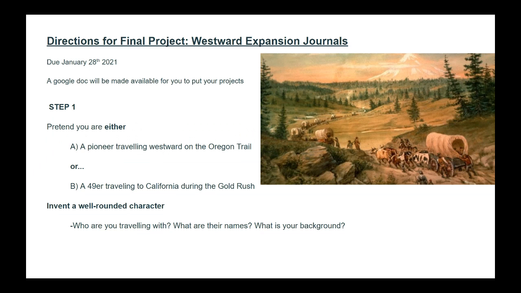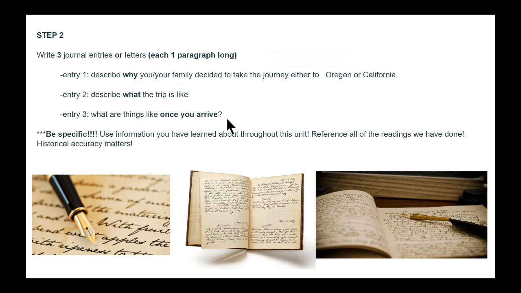These next slides will show two different assessments that I created in which students would use creative writing to demonstrate their content knowledge. The first of these was the Westward Expansion Journal project, in which I asked the students to pretend that they were either a pioneer traveling westward on the Oregon Trail or a 49er traveling to California during the gold rush. I wanted them to invent a character, think about who they were traveling with, what their names were, what their background was. And I asked them to write 3 journal entries as this character.